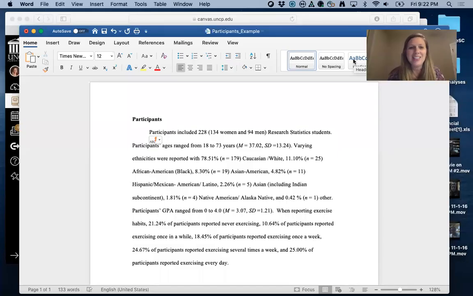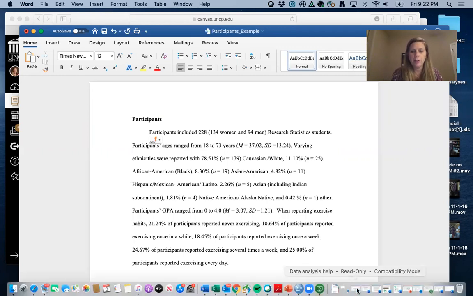Okay, everybody. So I am going to talk to you a little bit about the participant section of your paper and the analyses that you're going to have to do in SPSS in order to do this part of the paper. So we're starting here because it doesn't really make sense for us to start at our hypotheses, because those are going to go along with the independent samples t-test and the correlation.